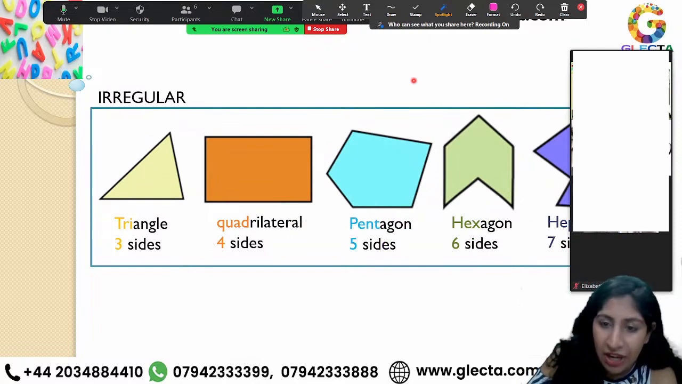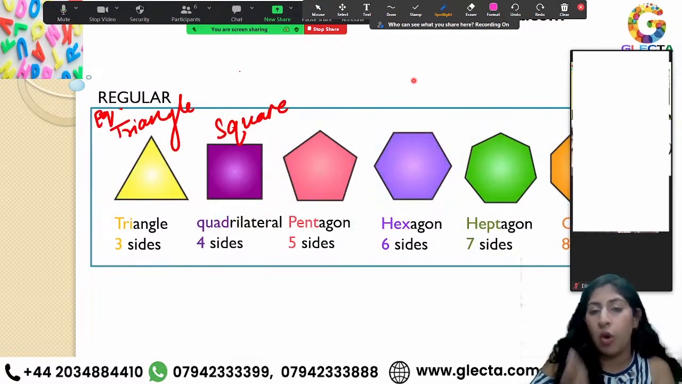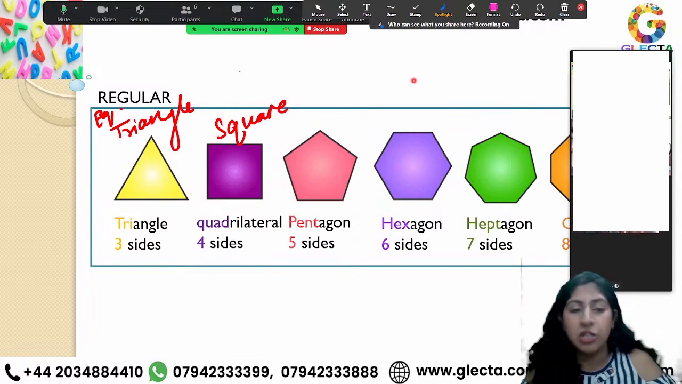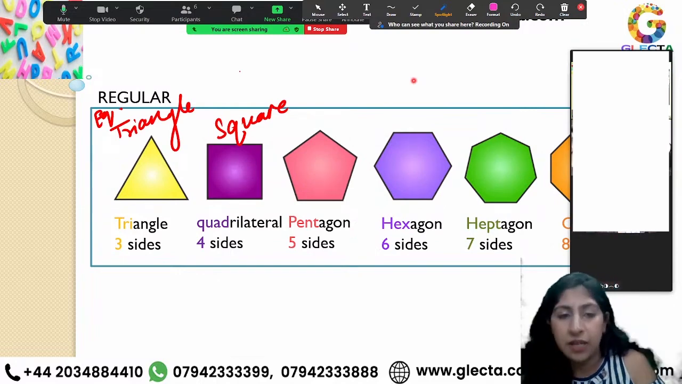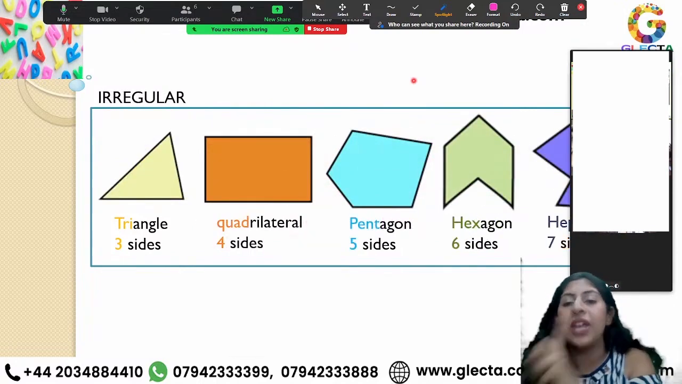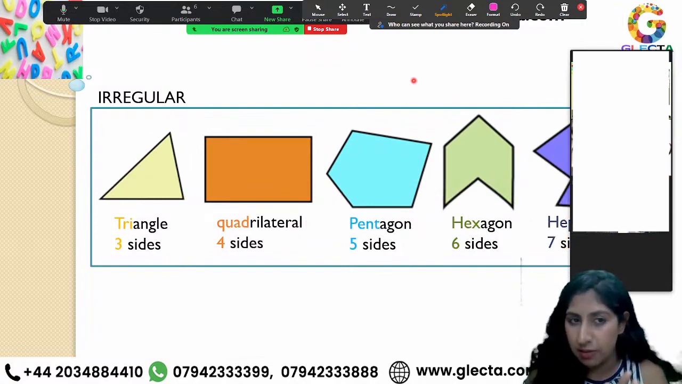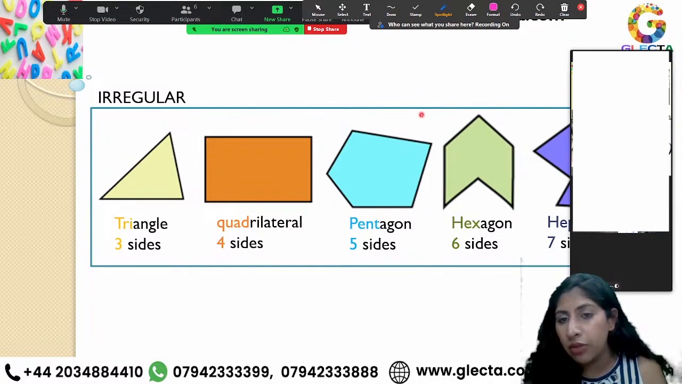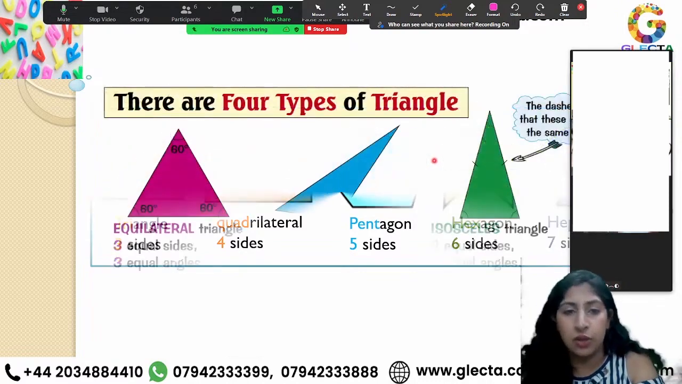These are irregular shapes. The earlier ones that you saw were regular shapes, right? Regular triangle, regular pentagon, and so on. Now you have irregular shapes. These are different sizes. But over here, if you count the number of sides, one, two, three, four, five, six. So this is a hexagon, right?